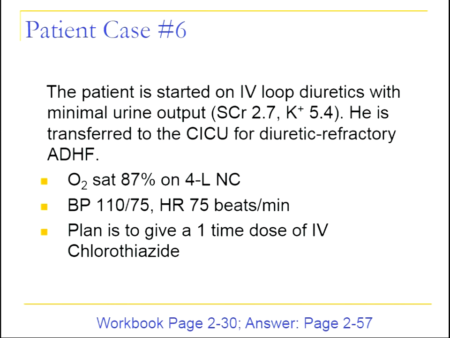We start with IV Lasix, and now the serum creatinine has bumped to 2.7. The potassium is 5.4, and he is transferred to the CICU for diuretic refractory acute decompensated heart failure. It's important to note that his O2 sats are now dropping, so he is experiencing acute pulmonary edema, and we're going to start to be concerned about this patient. We're going to give an IV dose of chlorothiazide to try to increase absorption of that diuretic to reduce preload, because his symptoms are related to that acute pulmonary congestion. And note, though, that his blood pressure is still stable, and so we don't think he's hypoperfusing yet.